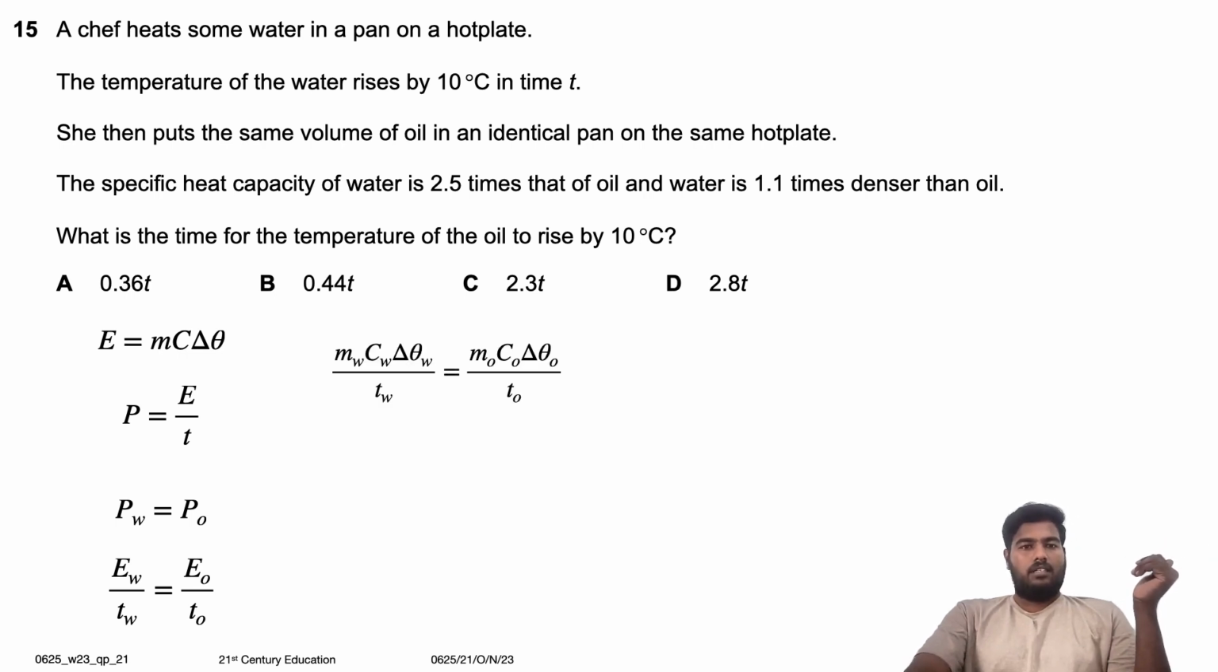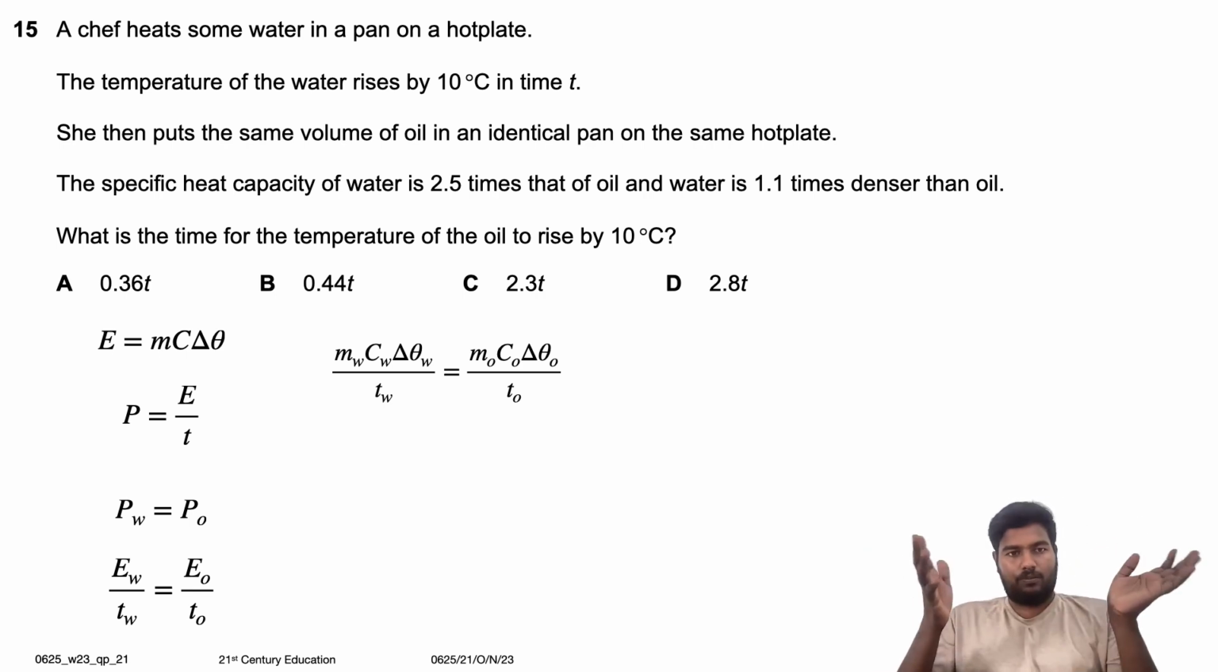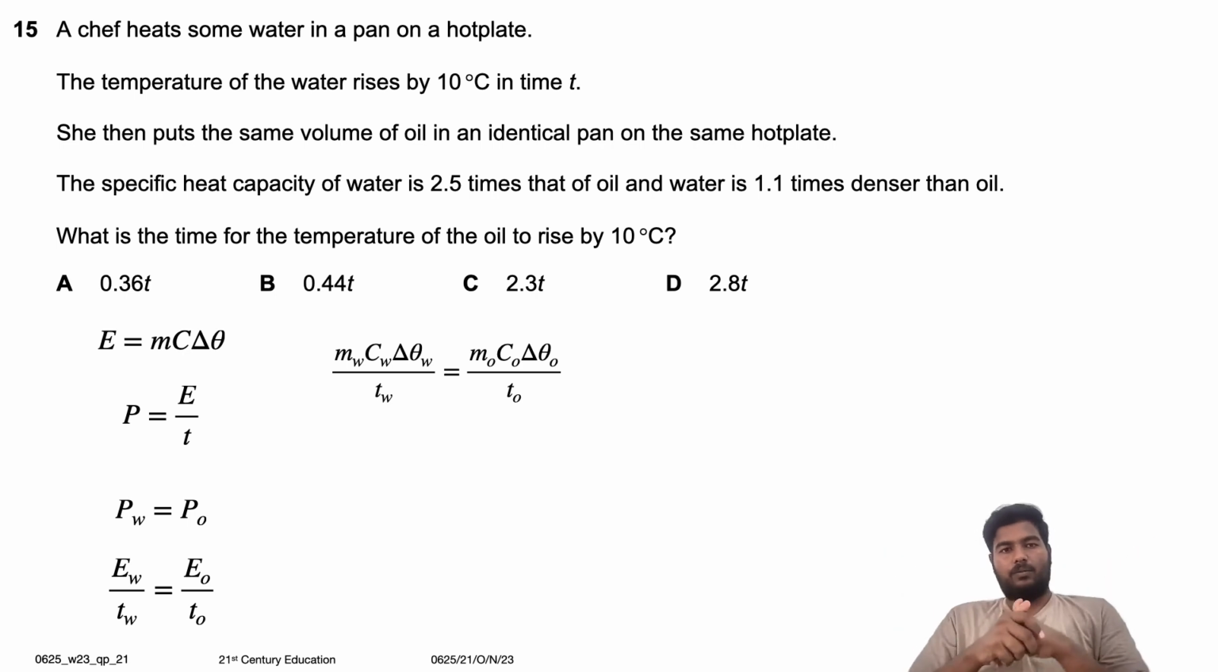So I just put the equation with m_w for mass of water, c_w specific heat capacity of water. So mc delta theta by t for water is equal to mc delta theta by t for oil. Now we do not have mass given explicitly in this question, but what we have is the volume. They have put the same volume, and the density information is also there. Water is 1.1 times denser than oil.